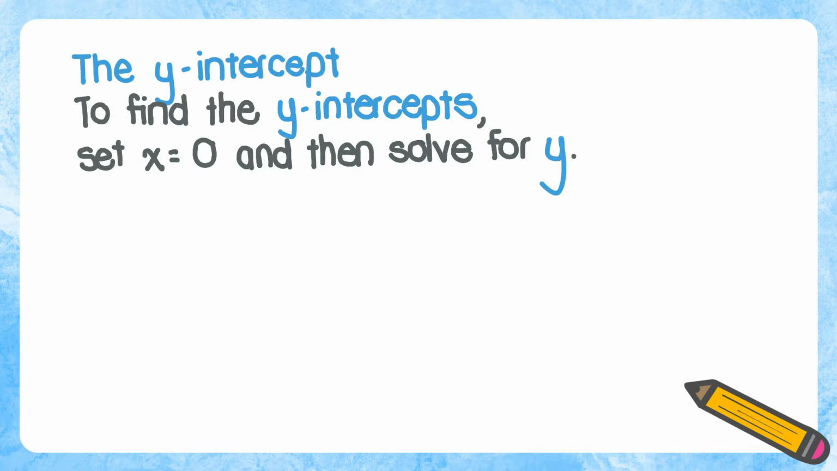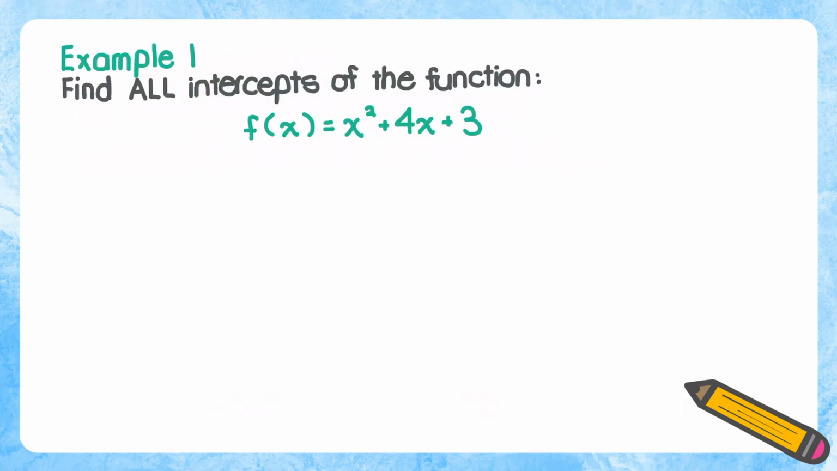So to find the x-intercepts, you set y equal to 0. And to find the y-intercepts, you set x equal to 0. So let's take a look at some examples together. For our first example, we are going to find all intercepts of the function f of x equals x squared plus 4x plus 3. And f of x is just another way of saying y, so you could think of this as y equals x squared plus 4x plus 3.